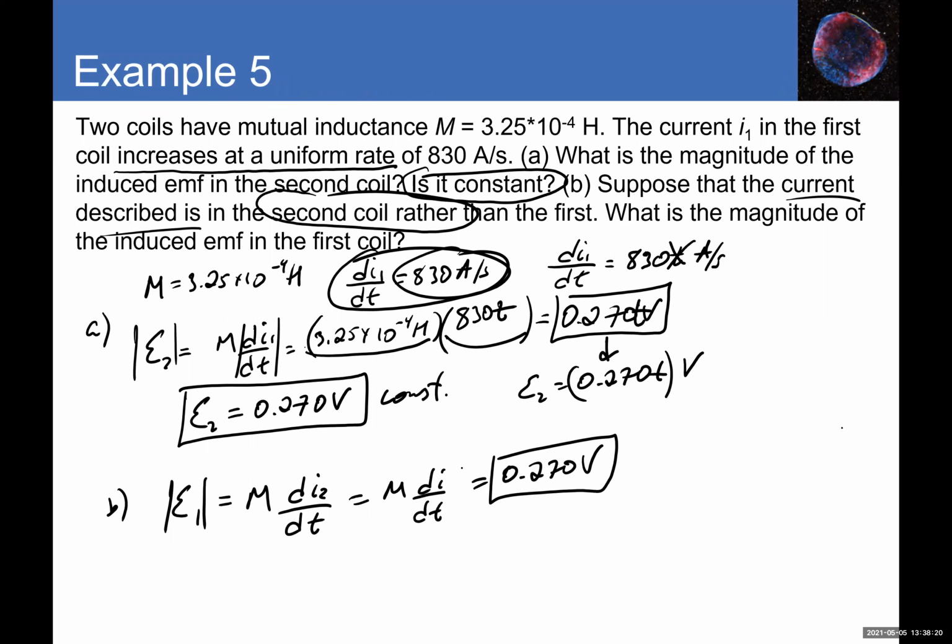Okay. That means the question is saying the same current rate, and the mutual inductance is already the same. That means nothing will be different about the EMF in the first coil. All right.